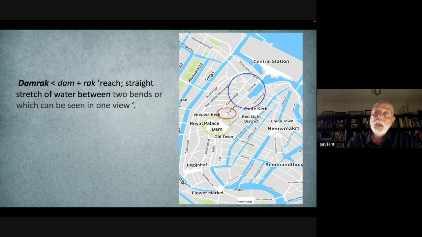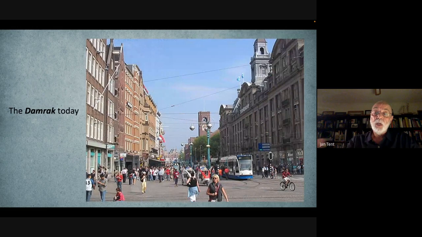So you can see again the royal palace and the Dam Square, and the red circle indicates where the original dam was, and the blue circle shows you what the Damrak looks like now. This is a picture of what the Damrak looks like, taken from Dam Square, looking towards the central railway station. Just in front of the central railway station, you have the waterway. So this whole area used to be a waterway, but it's completely filled in, but it's still called the Damrak, like the stretch of water, even though it's not, of course.